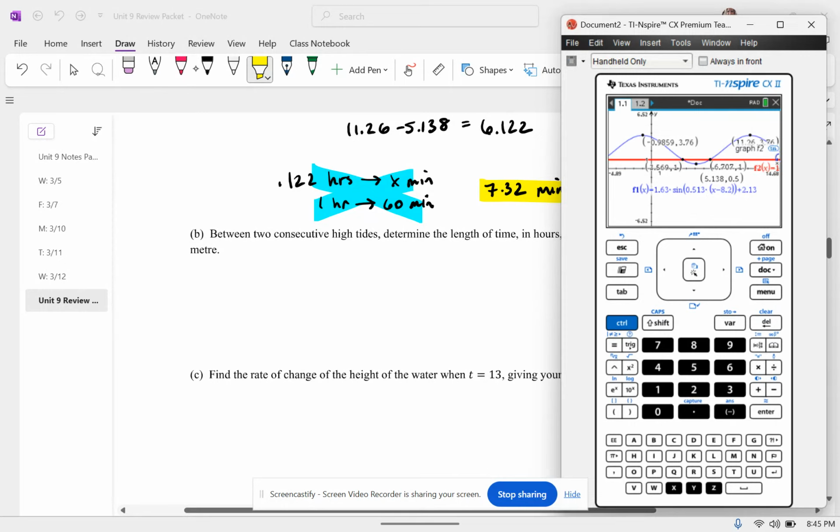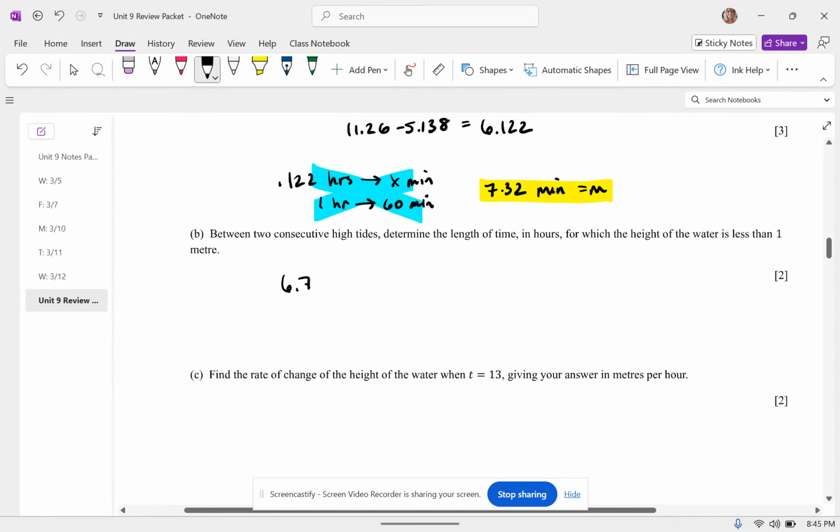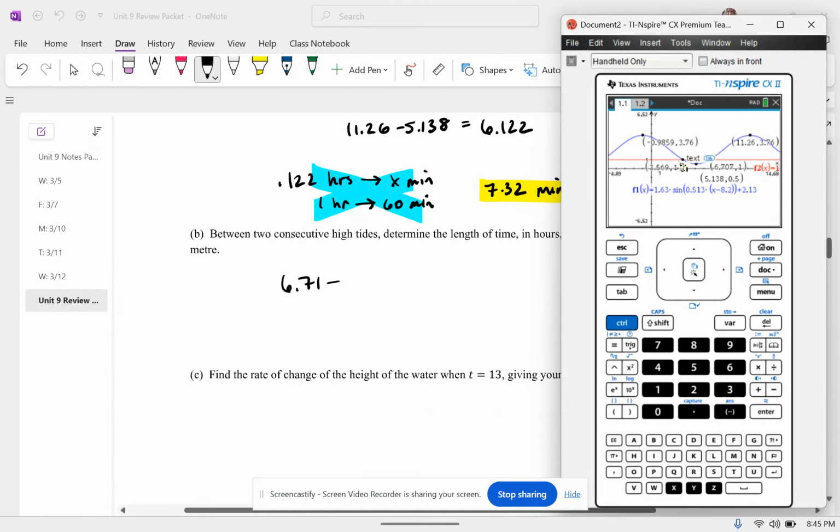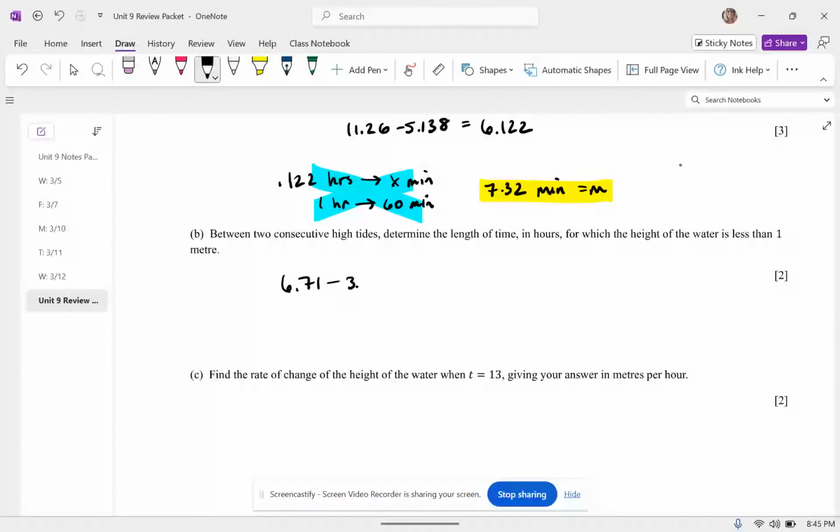Okay, so I've got a time frame of 6.71 as the upper bound, and the lower bound is 3.569. Let's see what that difference is.